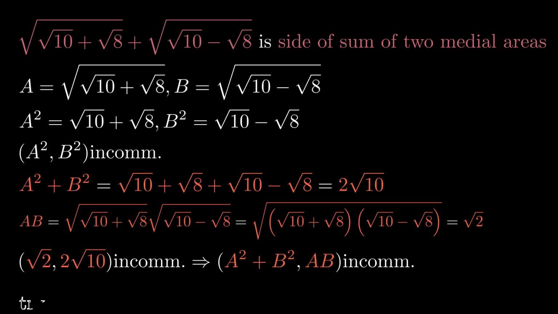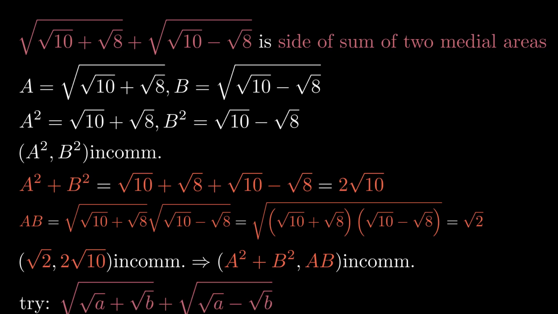When looking for such a number, the form the square root of root a plus root b plus the square root of root a minus root b may be helpful, but be sure to check all the conditions.